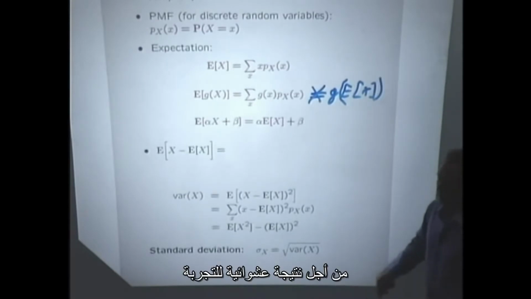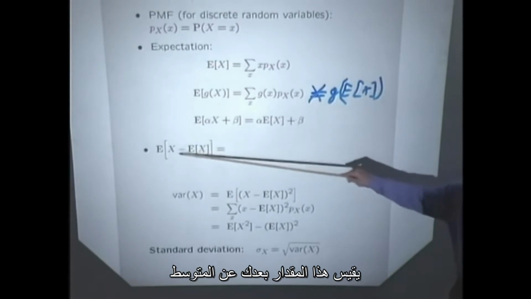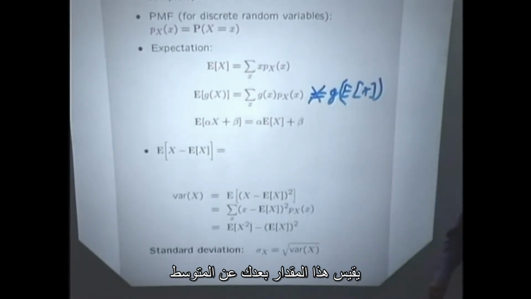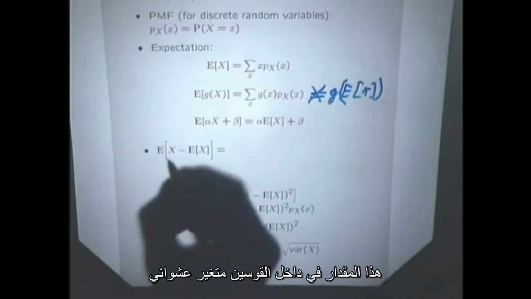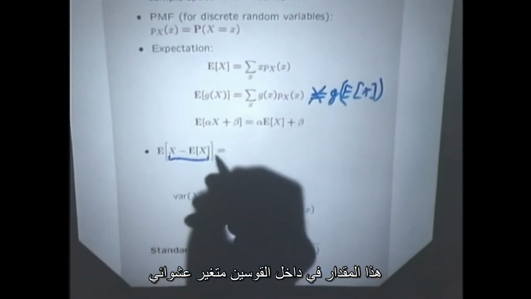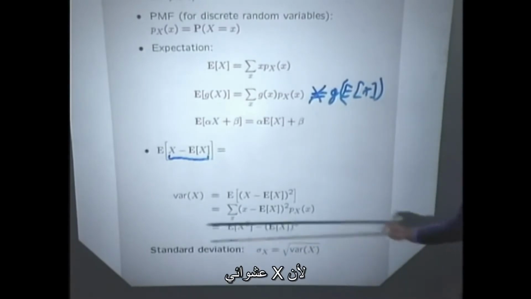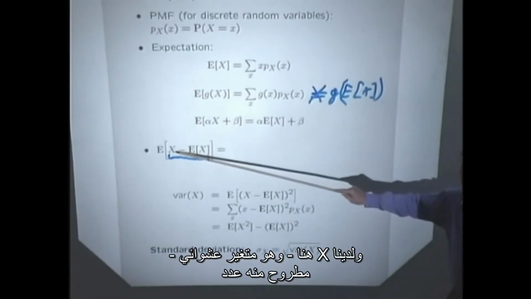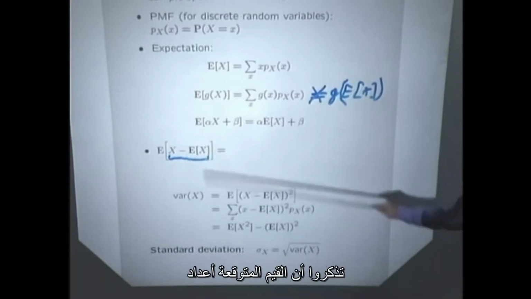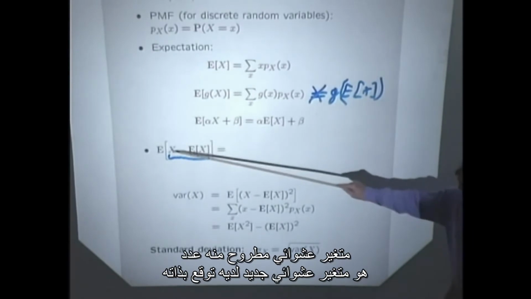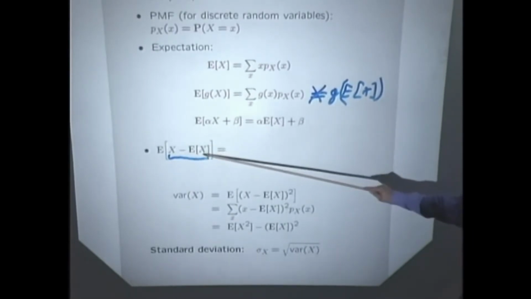So for a random outcome of the experiment, this quantity measures how far away from the mean you happened to be. This quantity inside the brackets is a random variable. Why? Because capital X is random, and what we have here is capital X, which is random, minus a number. Remember, expected values are numbers. Now, a random variable minus a number is a new random variable. It has an expectation of its own.